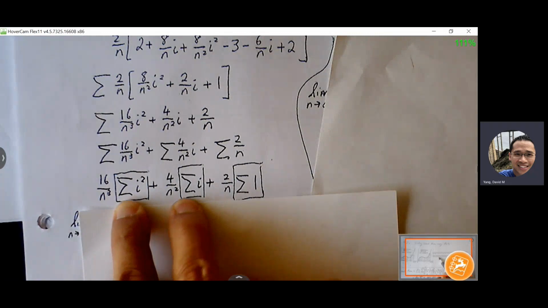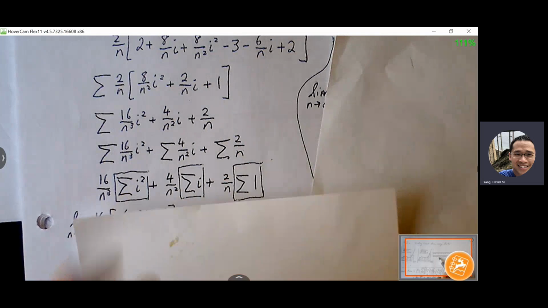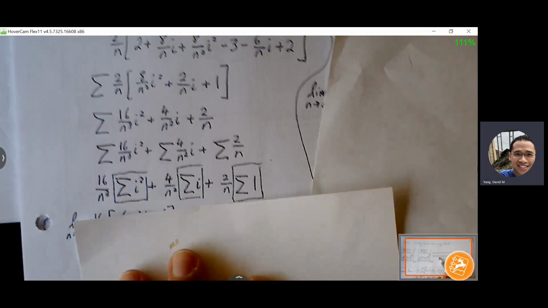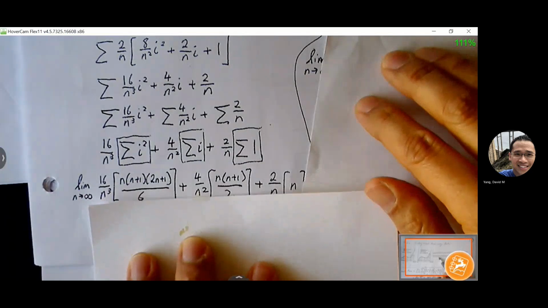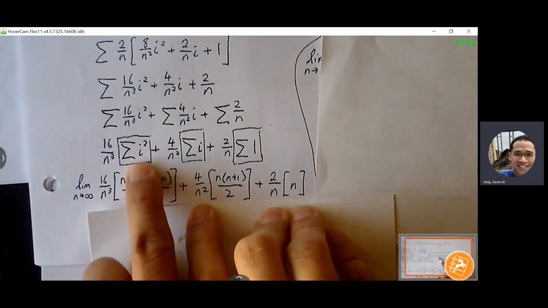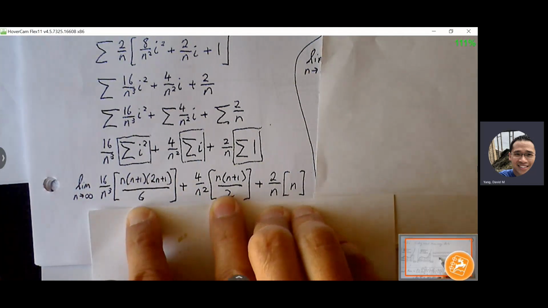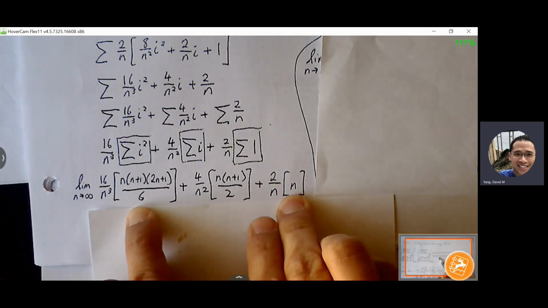So we have a rule for summation i squared. We have a rule for summation i. We have a rule for summation 1. The goal is to get everything in terms of n so that we can just do the limit as n approaches infinity with only one variable in front of us. Okay, so summation i squared is n times n plus 1 times 2n plus 1 all over 6. Summation i is n times n plus 1 over 2, and summation 1 is just n.